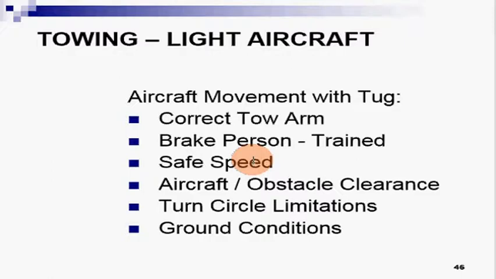Now, if there is some kind of obstacle on the way where the aircraft has to be moved, these obstacles should be cleared from the way. And the man who is sitting in the driver's position in the tug tractor should know what the turning circle limitations are. If he would move more than the turning circle limitations, it could break any part of the landing gear, nose landing gear. So it could be a very fatal thing for an aircraft towing.